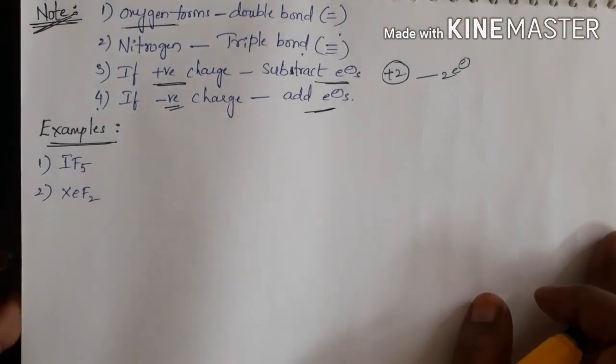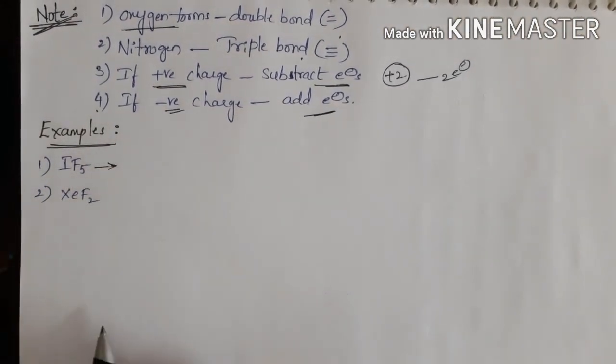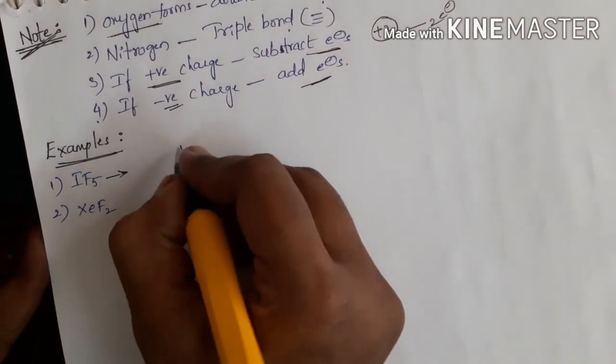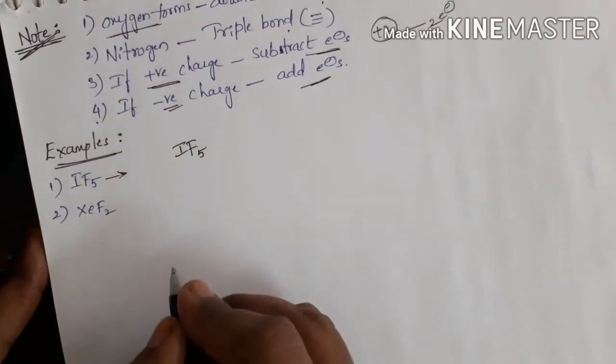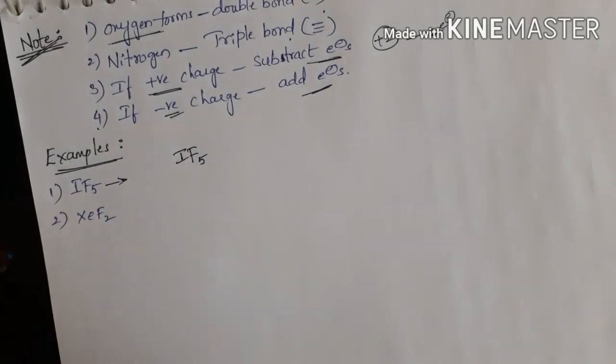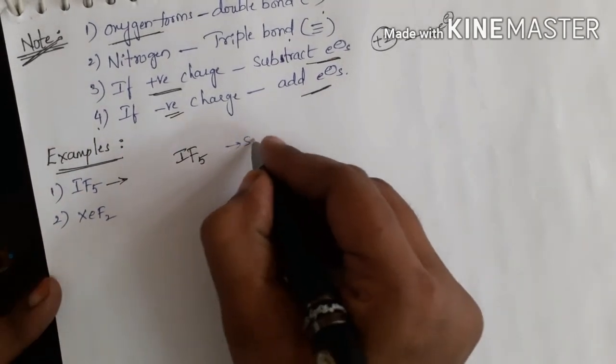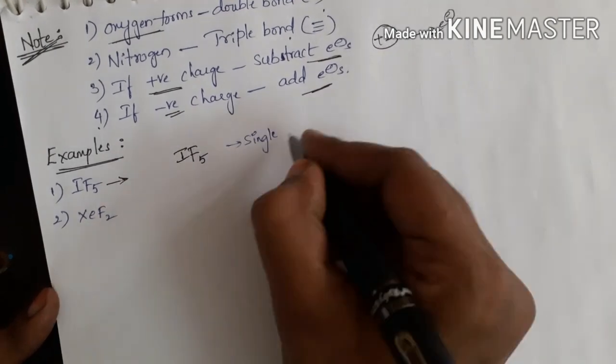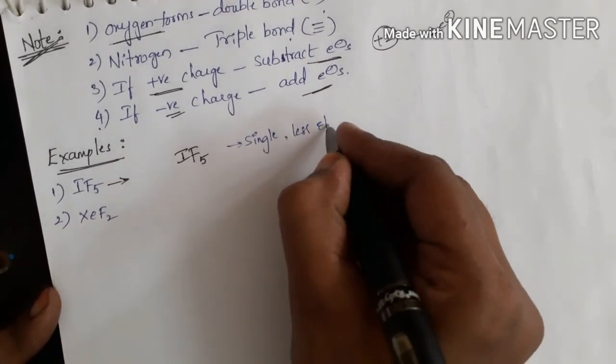Let us do some examples. For example, IF5. First I am taking this molecule, IF5. In this, what is the central atom? How do we find the central atom? The central atom is always single and less electronegative.